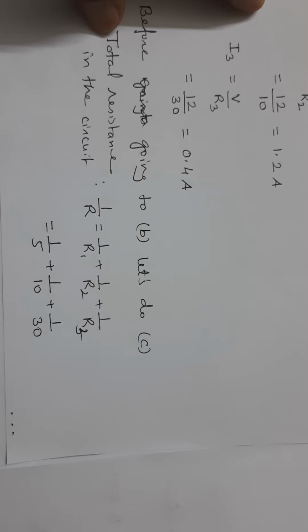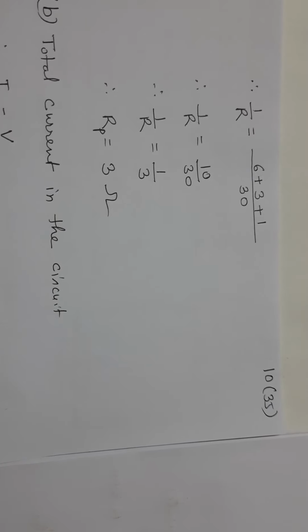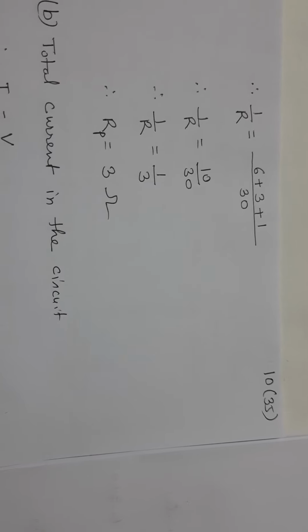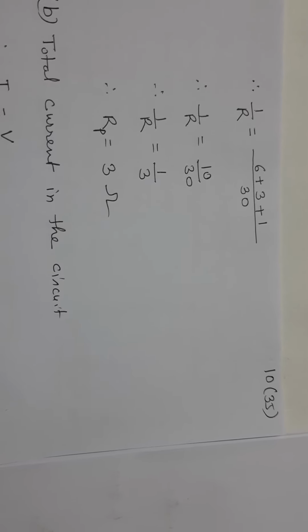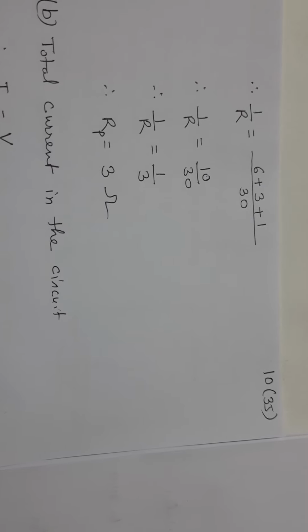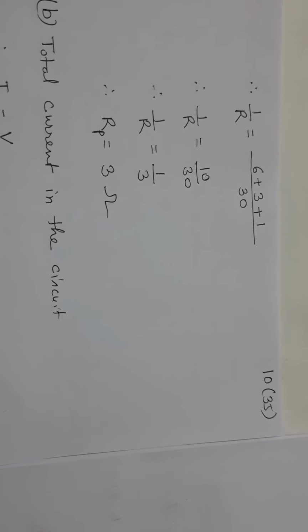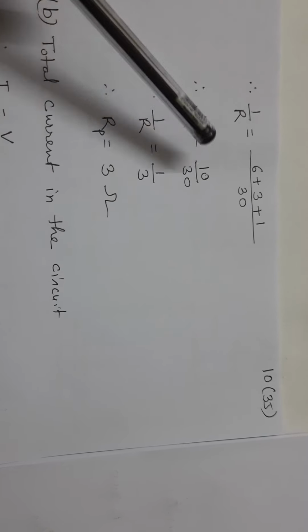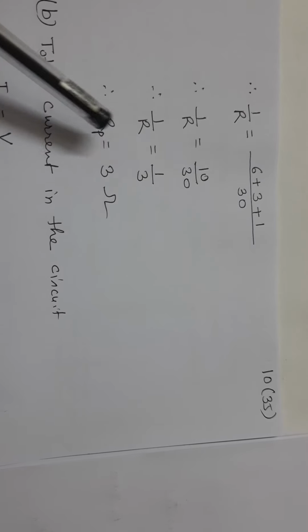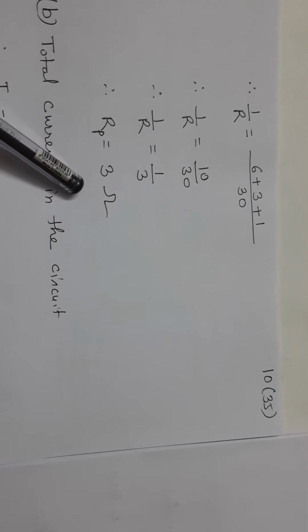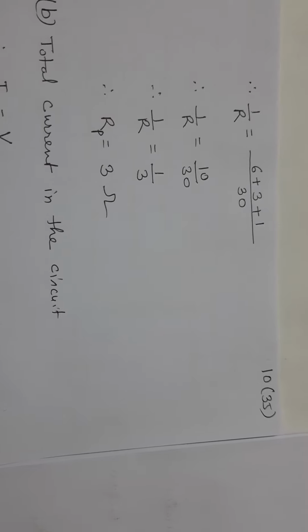30 will be the LCM. So taking the LCM, we can calculate further. It will be 6 plus 3 plus 1. I hope you know how to calculate addition and subtraction of fractions. That is a very important part over here. So with 30 as the LCM, the numerator will be 6 plus 3 plus 1. So the total comes to 10 upon 30, and as a result 1 upon R is 1 upon 3, and that's what R is going to be: 3 ohm. So that is the total resistance.